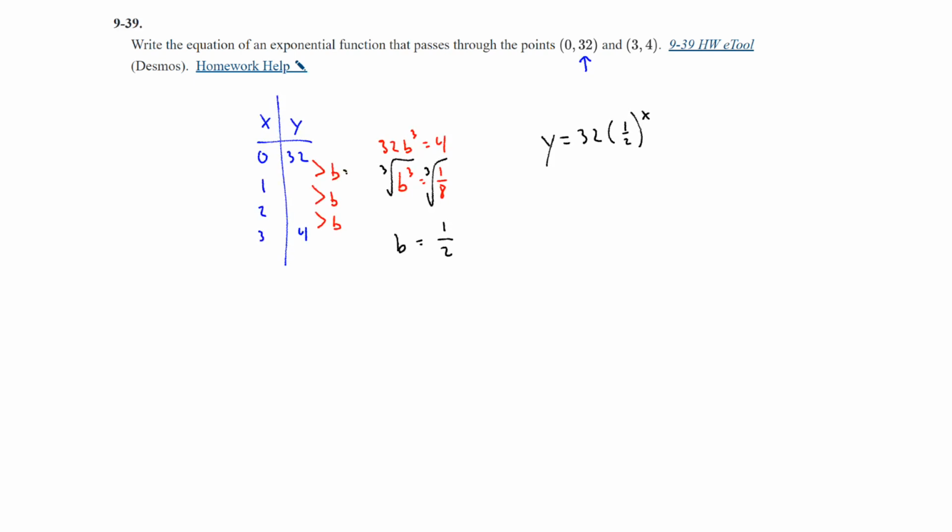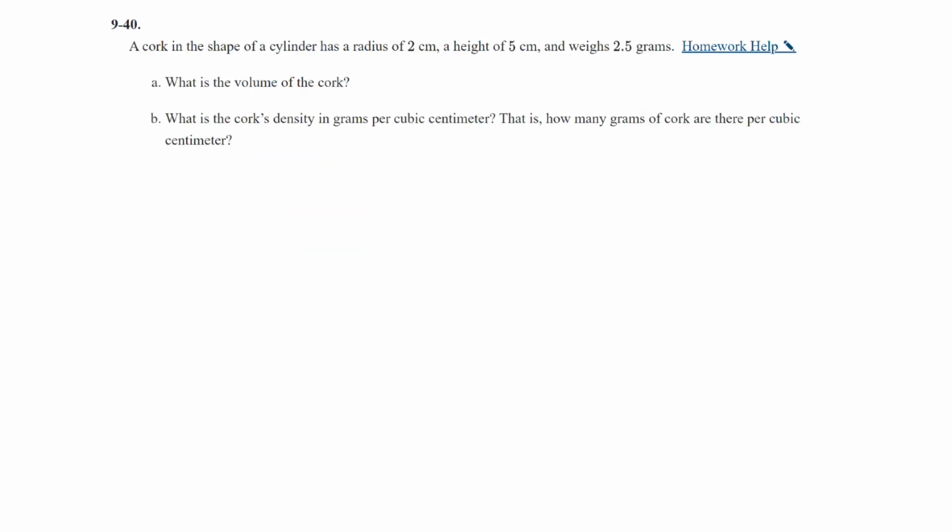So for example, if b is 1/2, 32 times 1/2 is 16. 16 times 1/2 is 8. 8 times 1/2 is 4. And so there you go. There's your equation. You need, once again, you need how it's growing, that multiplier, and then where it's starting.